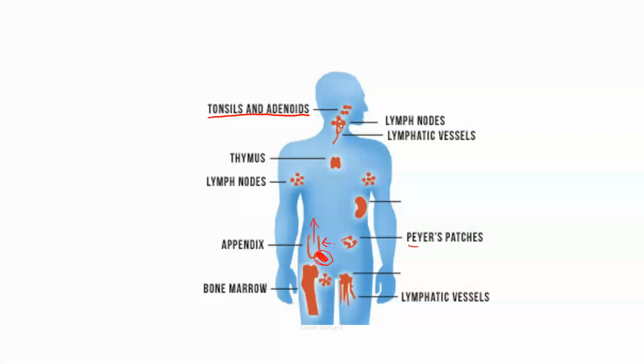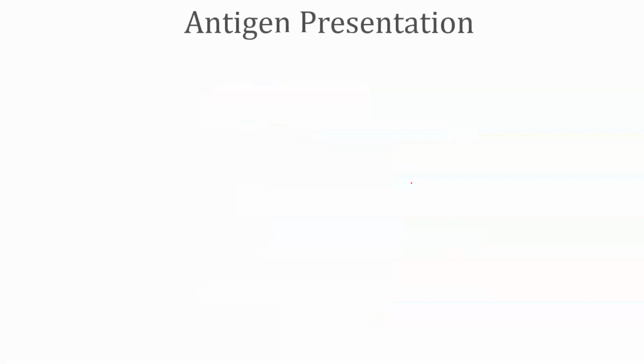There are Peyer's patches. These are similar to tonsils, except they're found along the intestinal tract. And then lastly, the spleen is an organ that, similar to how lymph passes through lymph nodes, and the lymph nodes screen the lymph for pathogens, the spleen also screens the blood for pathogens.